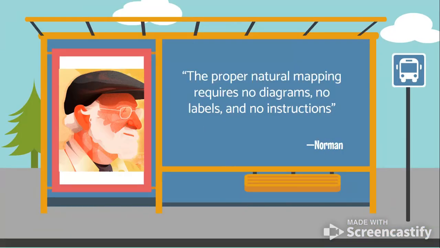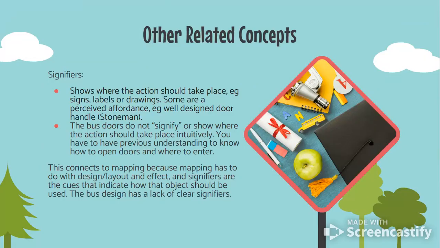The proper natural mapping requires no diagrams, no labels, and no instructions. And this was said by Norman. Other related concepts: signifiers. They show where the action should take place, like signs, labels, or drawings. Some are perceived affordances, like well-designed door handles, from Norman.